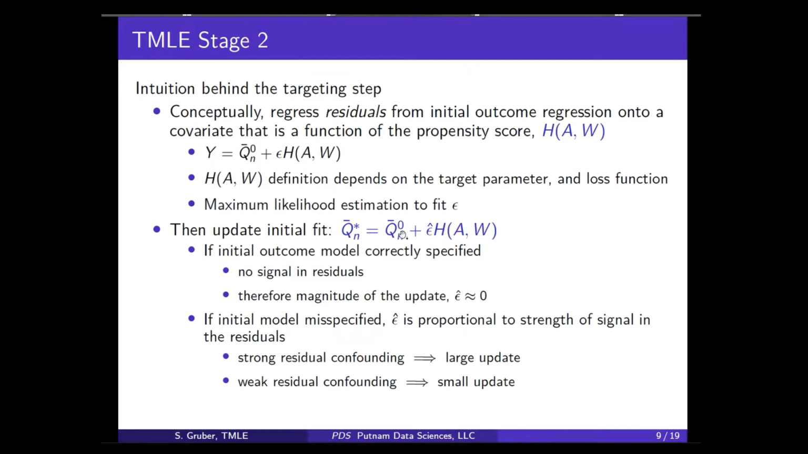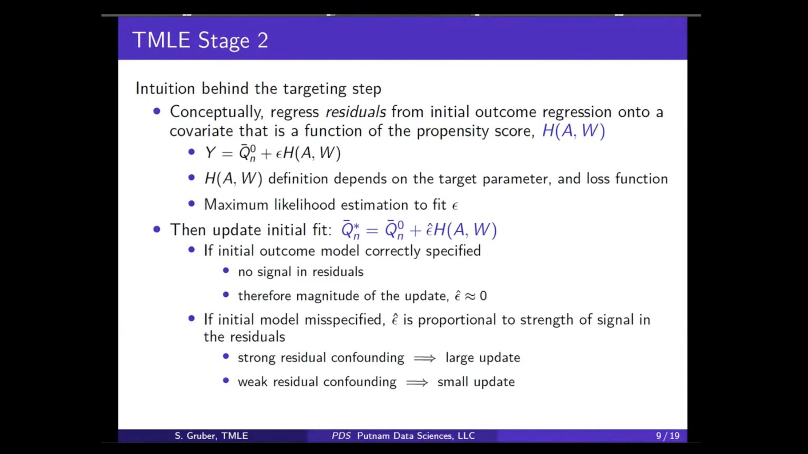So we had our initial outcome regression, and now we have an updated version of it. Here's the genius part of it. If the initial outcome model was correctly specified, then there's no signal in those residuals. The residuals here would be the y minus q from the initial outcome regression. There's no signal, it's just random variation. When you regress random noise onto anything, there's no signal there. And so epsilon hat, when you do this, it comes out to be very close to 0.